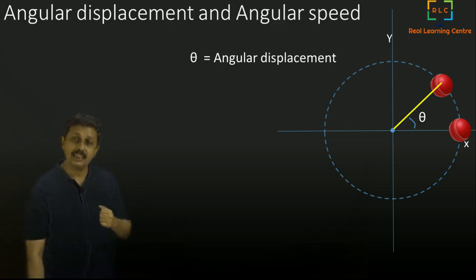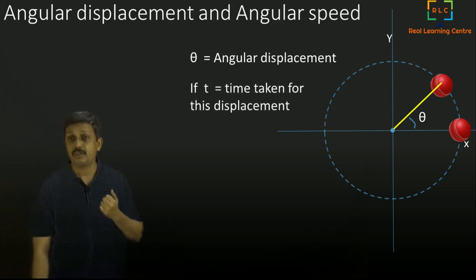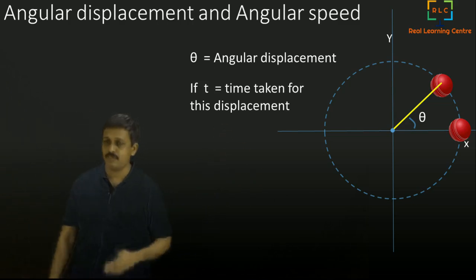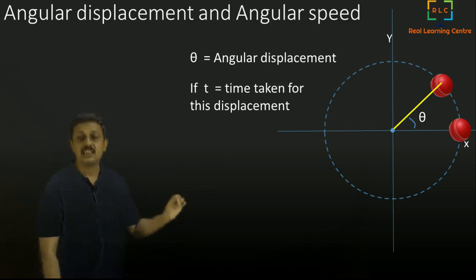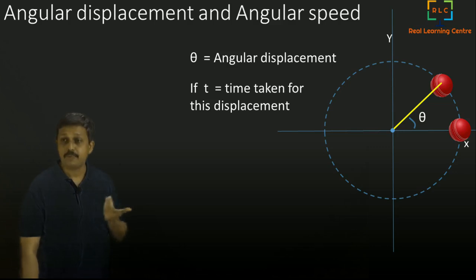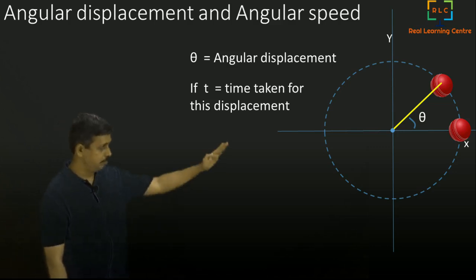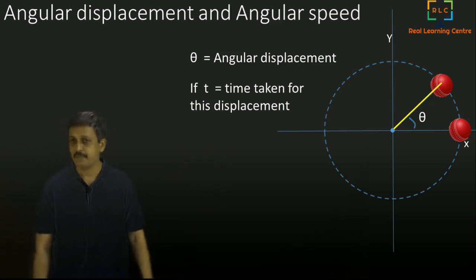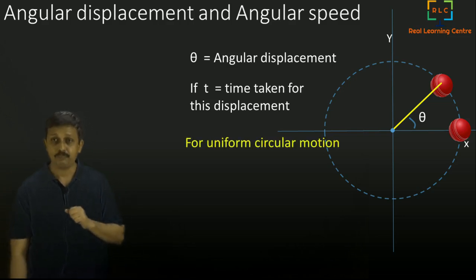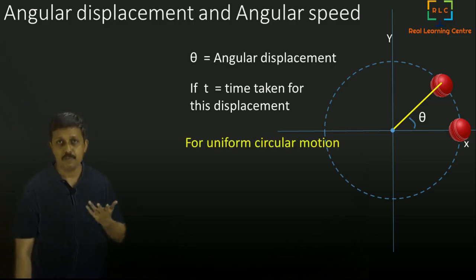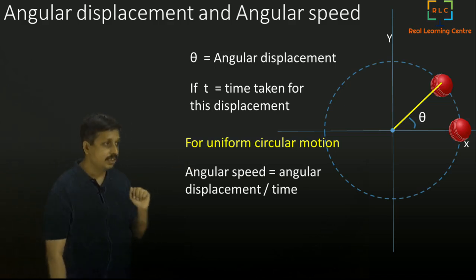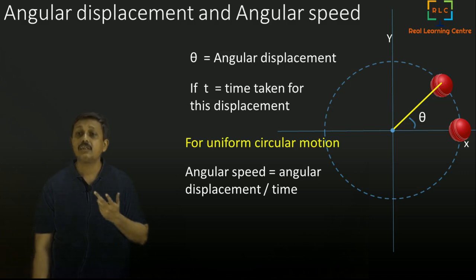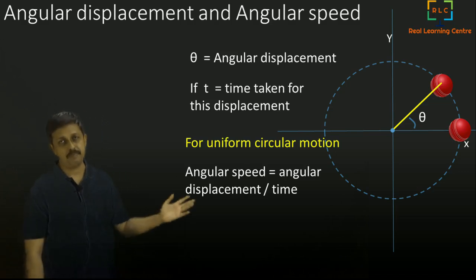Let's say it took some amount of time to do that, like 1 second, half a second, 0.1 second, whatever it is, to go from there to there. So let's call it t. So it made an angular displacement and it took t amount of time. In such a scenario, for any uniform motion, we define angular speed as angular displacement divided by time.